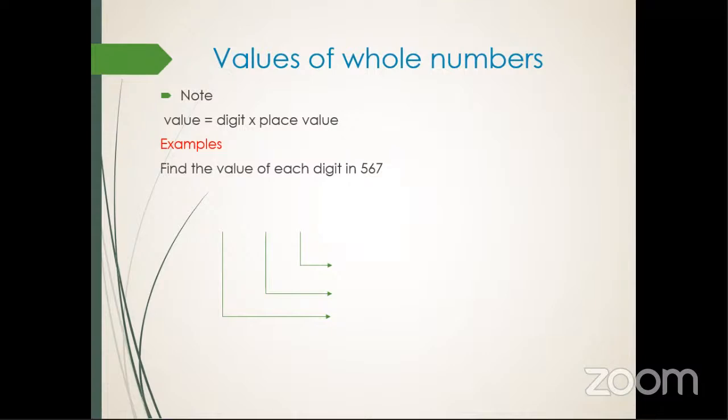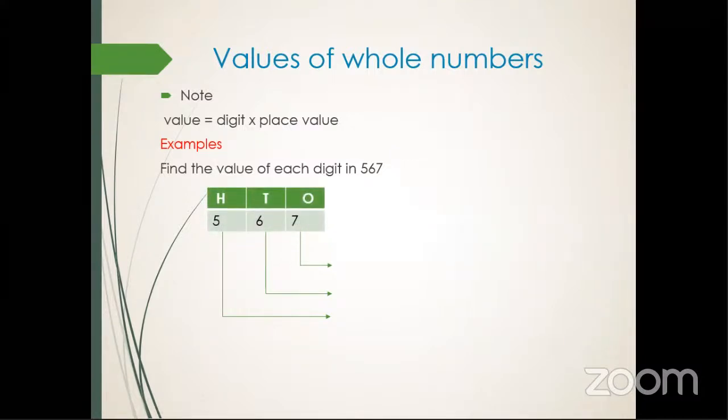So we are going to look at each digit. What we do first, you give place value to each digit. And there you will draw a table of that kind. So the place value of 7 is ones, and it is represented by an O. 6 is tens, and 5 is hundreds. So after doing this, now you will multiply each digit by its place value.